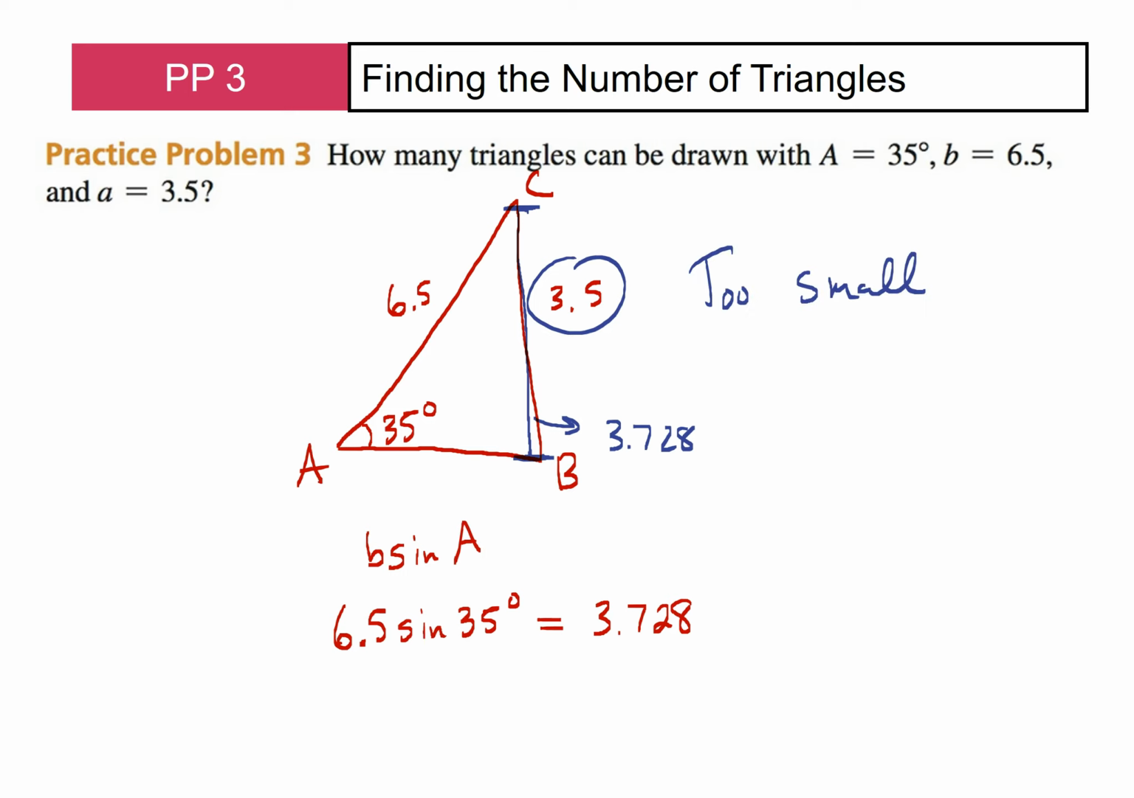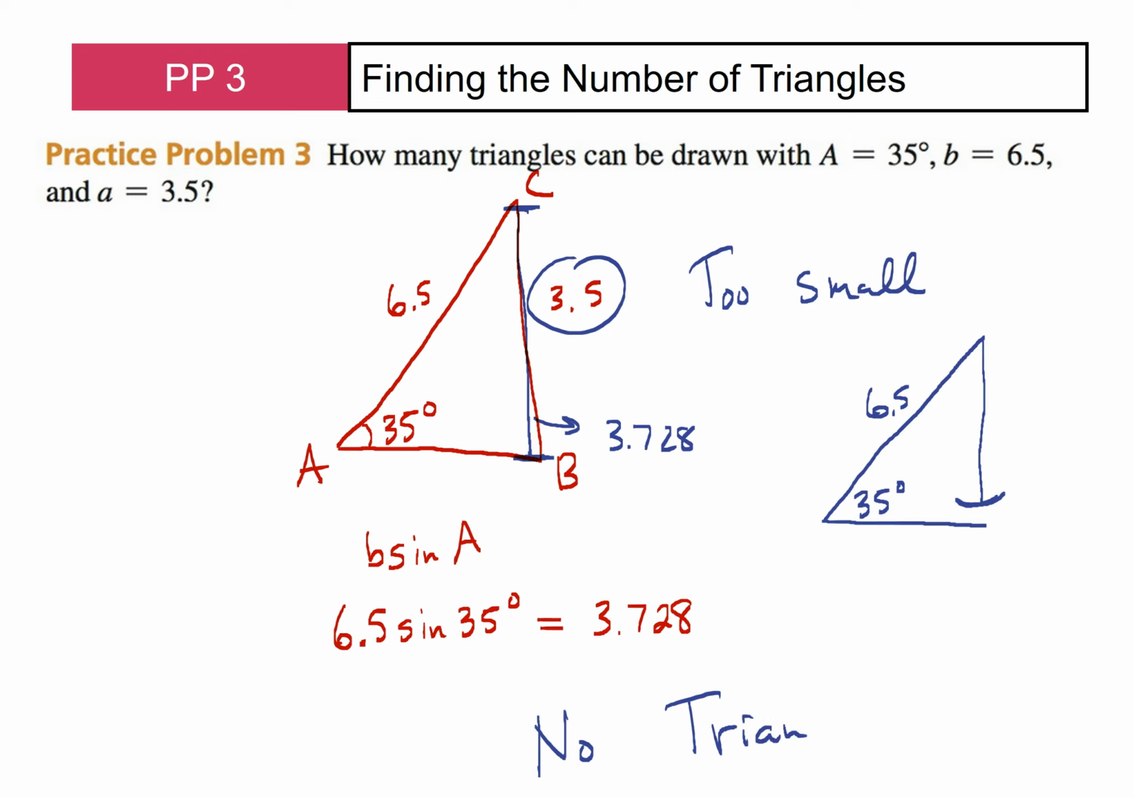If we were to really draw it according to scale, it would look something like this. It's 35 degrees here, 6.5 here, and 3.5 is right there. Not enough to form a triangle. So in this case, we have no triangle formed. We stop there and say no triangle. If we were to solve this, we would say no solution, or we can say no triangle in this case.